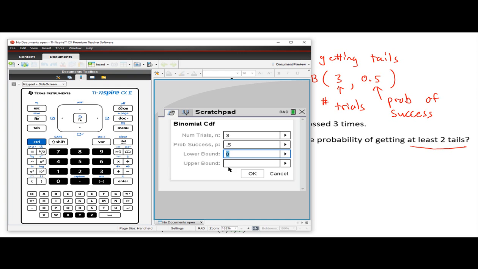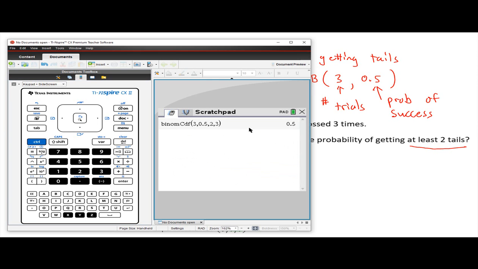Lower bound, this is the lowest value x can be. So remember, we were finding the probability x is greater than or equal to 2. So the smallest value x can be is 2. What's the upper bound? This is the highest value x can be. Well, there's only 3 trials, so the highest x can be is 3, right? We can get all 3 tails. Click OK, and then we have 0.5, same answer as last time, okay?